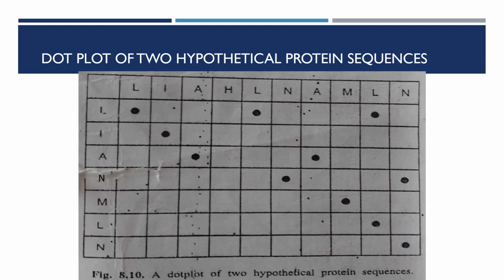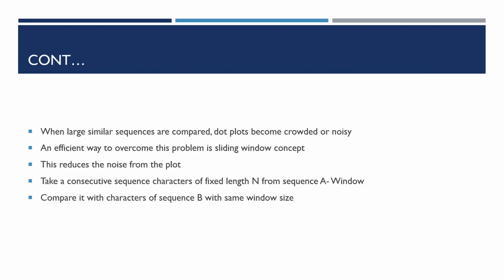noisy. So in order to overcome this noise of dot plots, we apply a concept called the sliding window concept. We will see how this sliding window concept works better. As I told you, when large similar sequences are compared, dot plots become crowded or noisy. One efficient way to overcome this problem is the sliding window concept. It reduces the noise from the plot.